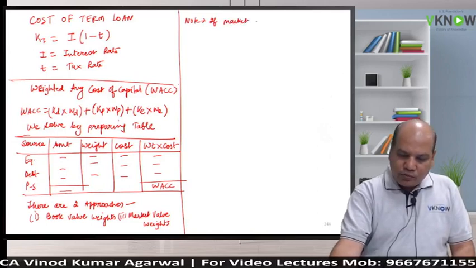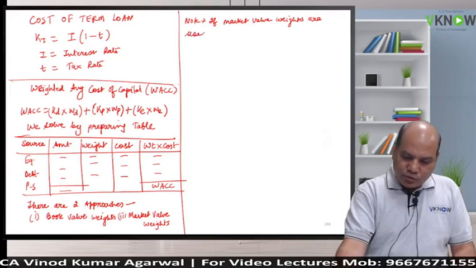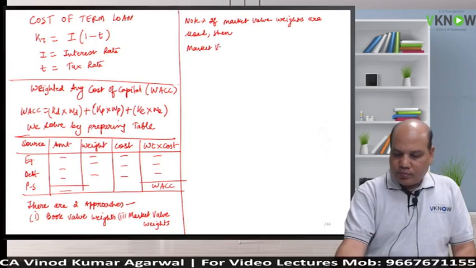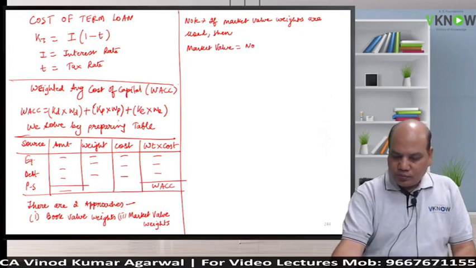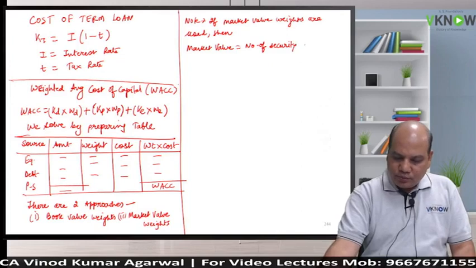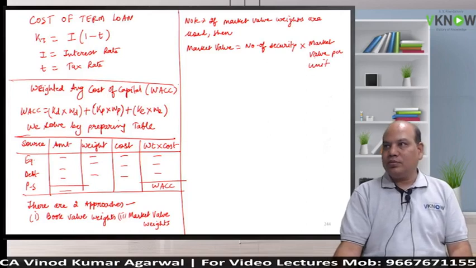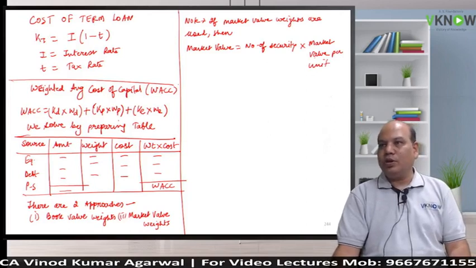So, write a note here. If market value weights are used, then market value is equal to number of securities into market value per unit. Yes or no? Yes, sir. So suppose there are 60,000 shares. 60,000 into market price of 250, that is 60,000 into 250.